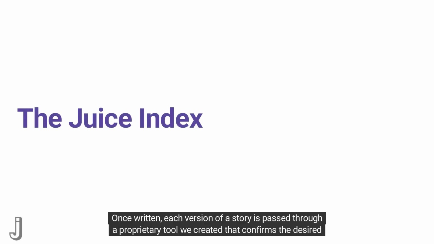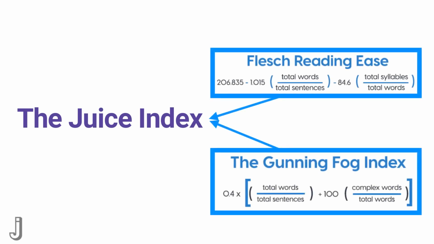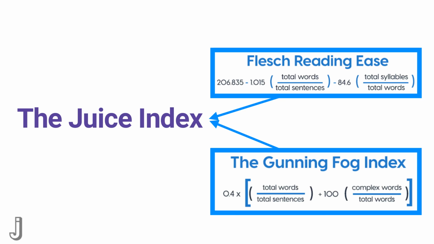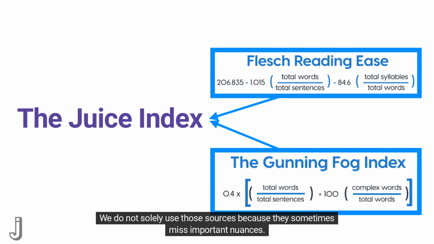Once written, each version of a story is passed through a proprietary tool we created that confirms the desired reading level was achieved. This tool combines components of the Flesch-Kincaid readability formula with those from the Gunning-Fogg index. We do not solely use those sources because they sometimes miss important nuances.